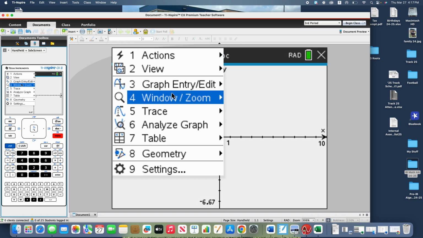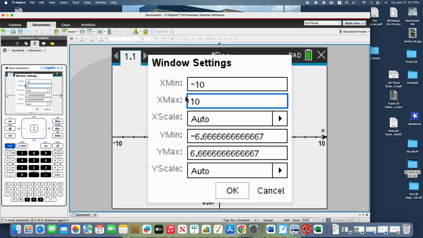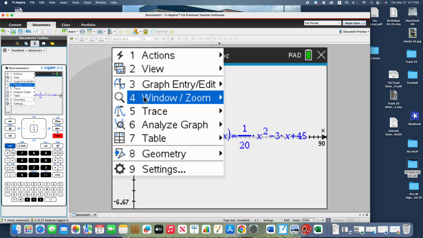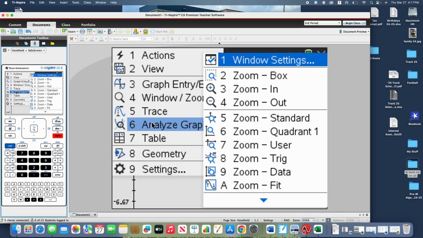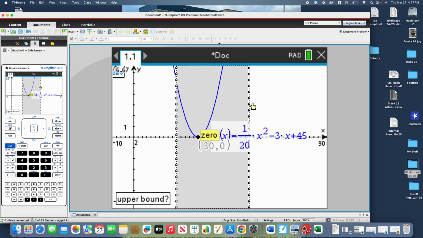Hopefully, I'm going to go menu. I'm going to go zoom. I'm going to go window settings, and I need to see the first 60 seconds. So let's go like maybe 90 seconds, whatever. Okay. And so when I look here, I've got something going on here. So at this location, menu, I'm going to analyze the graph, and I'm going to find a 0. So if I do that, I've got a 0 at 30, and that's it through that graph, okay?